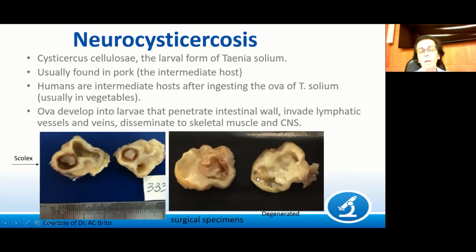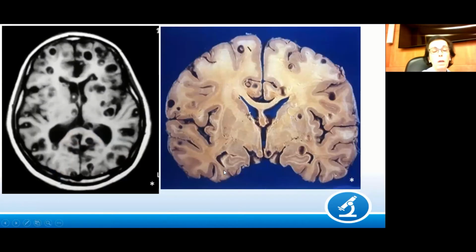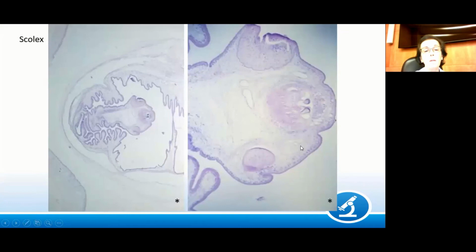And here are other specimens in which it is degenerated, so we just have this irregular cavity here. But these are extreme cases in autopsies that I saw in that region many years ago. So you can see here lots and lots of cysts. And this is the histology of the scolex, the head of the larva here.